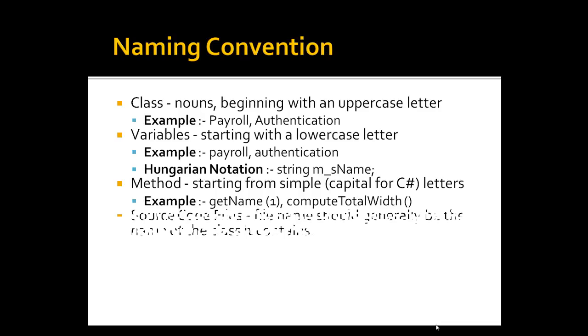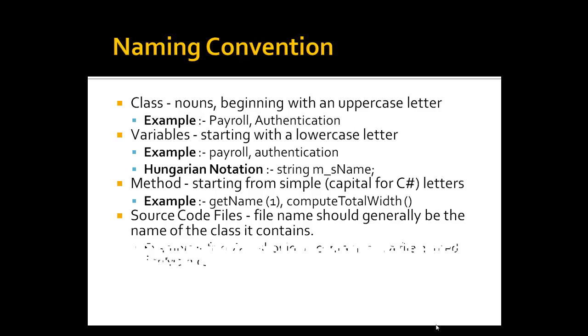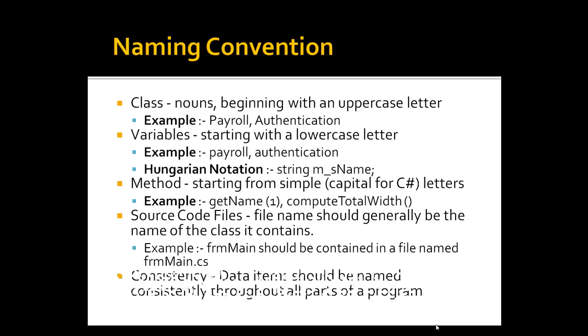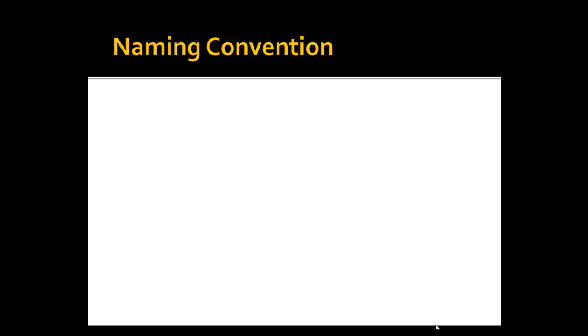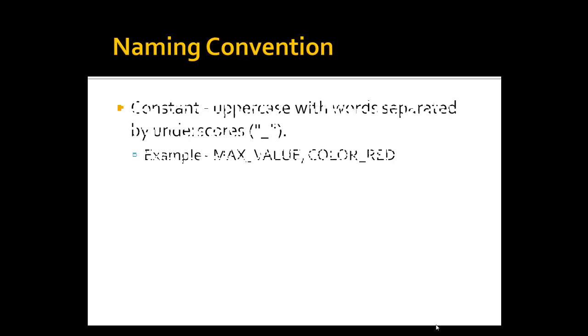Source code files. File names should generally be the names of the class it contains. Consistency. Data items should be named consistently throughout all parts of a program. The names of variables declared as class constants and of ANSI constants should be all uppercase with words separated by underscore. For example, given below.